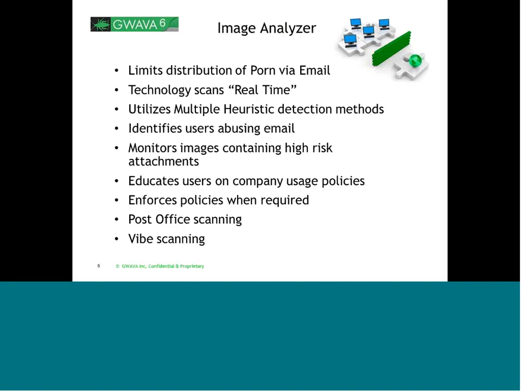This is a new thing as far as GWAVA 6 is concerned, our image analyzer. So basically the image analyzer has intelligence built into it to scan for images based on what it finds is dangerous or not within the image. So the technology can scan very quickly and accurately and analyze images, an image attachment within the email, to identify whether there's potential pornography. The technology scans in real time. It uses multiple heuristic detection methods to scan the image and determine whether the message is actually porn or not.